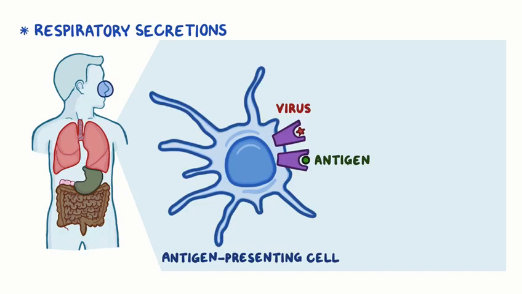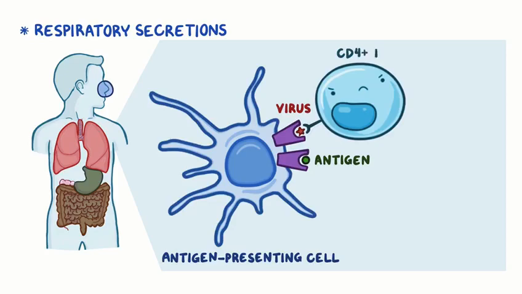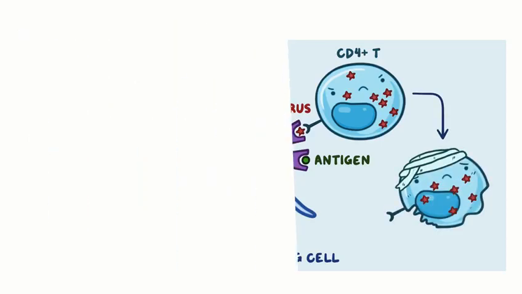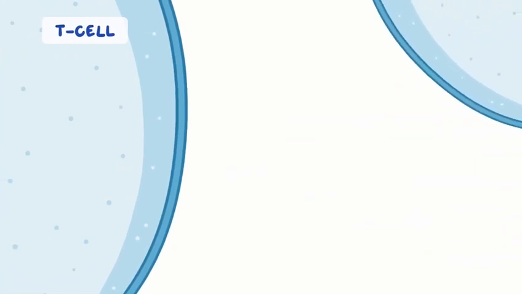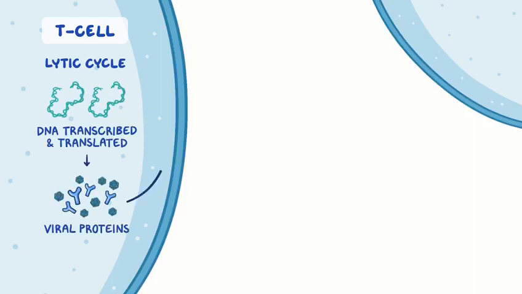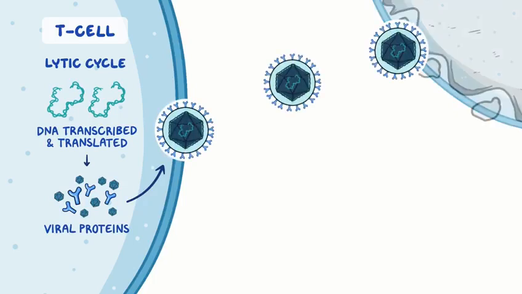So when the virus attaches to dendritic cells, it activates them, and they migrate to the lymph nodes, where they interact with CD4 positive T lymphocytes. When dendritic cells and T cells interact, the virus gets ingested by T cells, and they get infected. Inside T cells, the virus can replicate most efficiently, so it undergoes the lytic cycle, where its DNA gets transcribed and translated by cellular enzymes to form viral proteins, which are packaged into new viruses that leave the cell destroyed and subsequently infect neighboring cells.